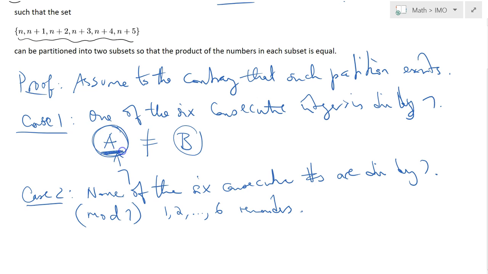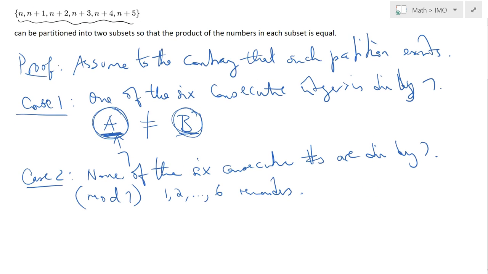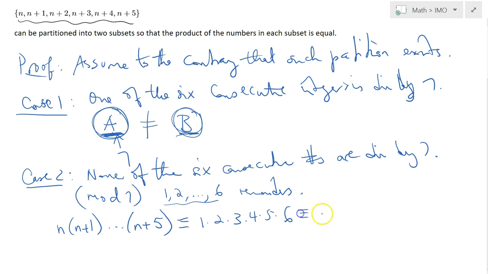So what I will do next is keep the same notation. Let's assume that the product of the elements in one set is equal to A and the product of the elements in the other set is equal to B. So I will multiply all these numbers: n times n plus 1 up to n plus 5. Well, this is congruent to 1 times 2 times 3 times 4 times 5 times 6, because we established that none of them is divisible by 7. And this is equal to AB, so A times B is equal to this.